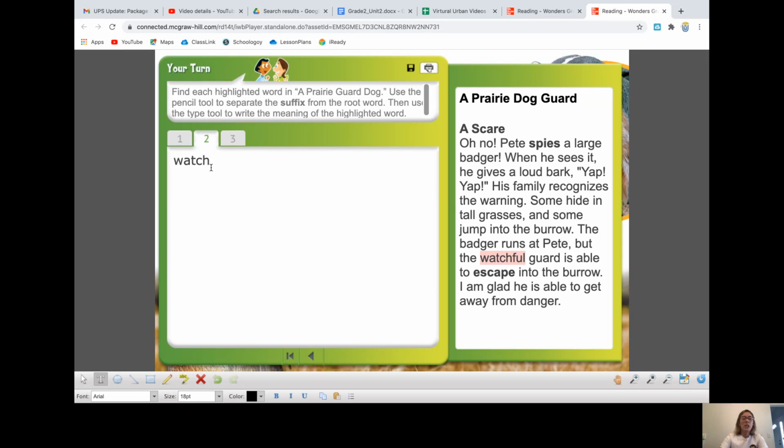All right, so your word is watchful, just the highlighted word, okay? So go ahead and separate the root word from its suffix. Go ahead. Okay, what is that suffix? Now, what does that suffix mean? Write that down. So then what does the whole word mean? Write that down.